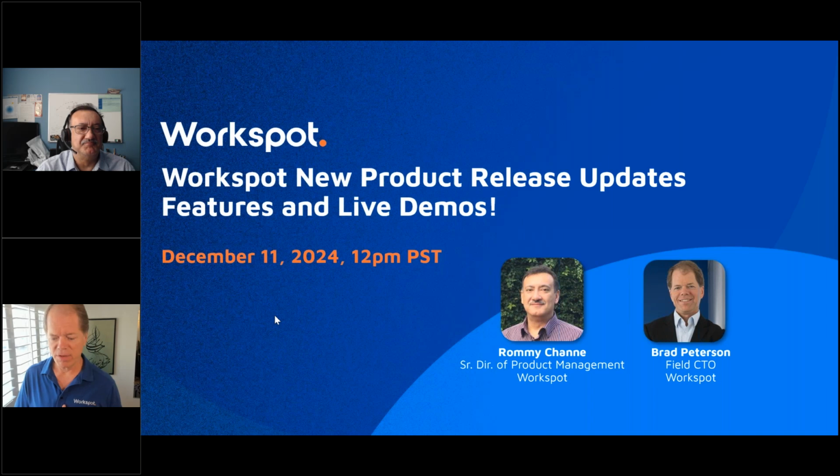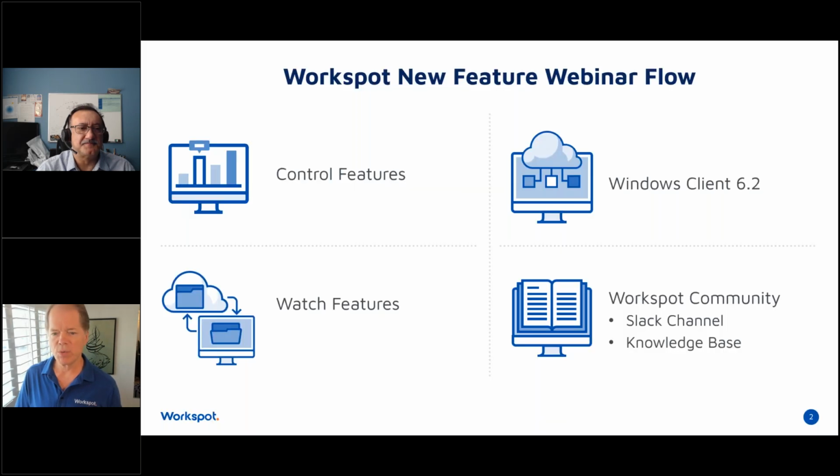A reminder to you folks on the call is just feel free to ask questions as we go along. Here is the layout of the agenda today. We're going to talk about Workspot control features that are new and that have come out, and you'll see that in great detail. Next, we have not only the Windows client update, which is 6.2, but we're also going to talk about a couple other updates in there, the web client and the iOS client also. There's some crazy new features in there you're going to like.